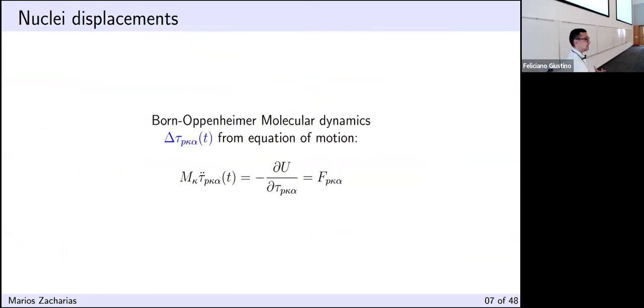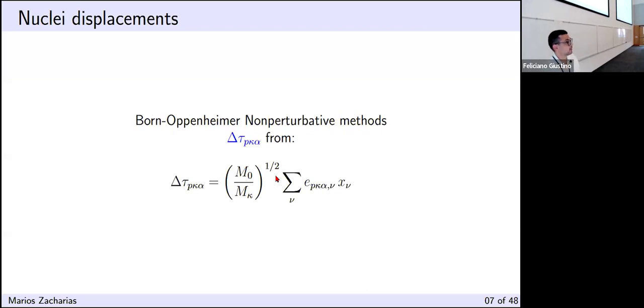So how can we determine nuclear displacements? In Born-Oppenheimer adiabatic molecular dynamics, the nuclear displacements have a time dependence, and we need to evaluate them by solving the equation of motion using classical mechanics. In the non-perturbative approaches that I'm going to talk about today, we again work within the adiabatic framework, and we can obtain the nuclear displacements using the linear normal mode coordinate transformation.